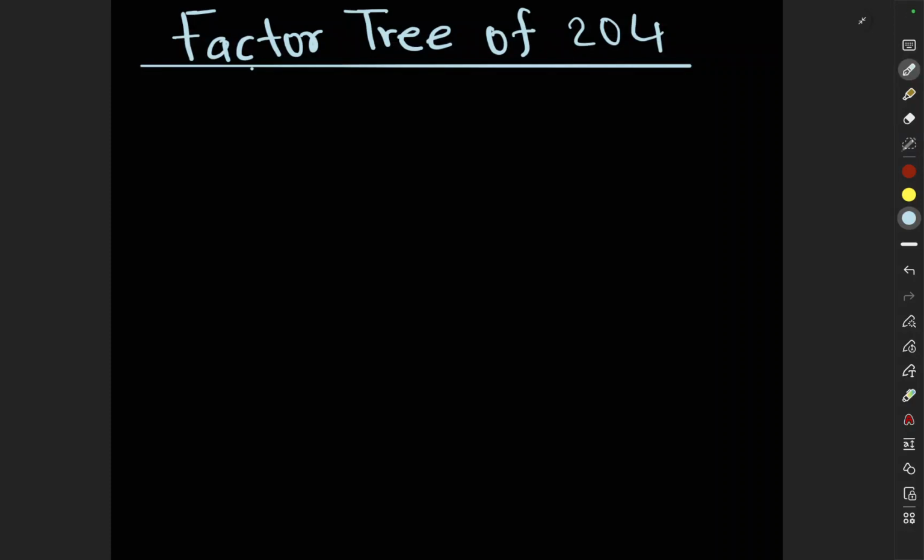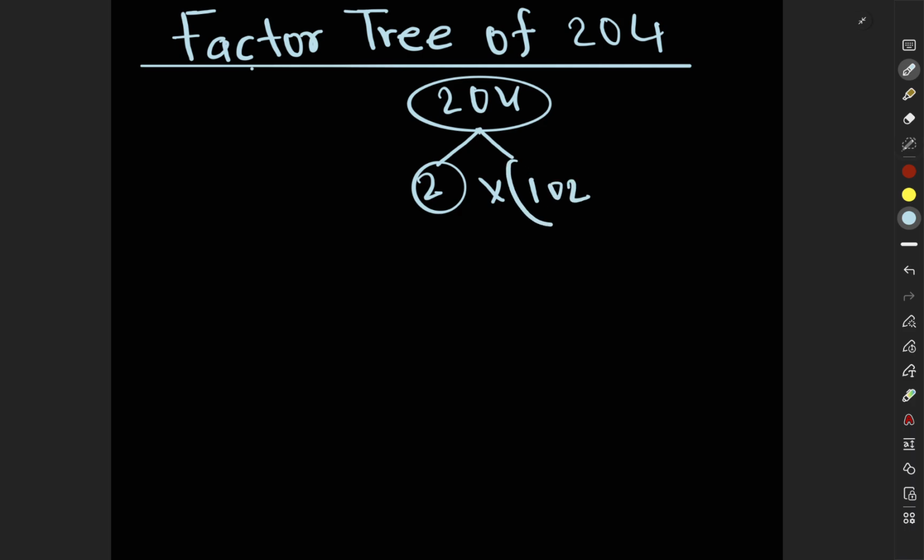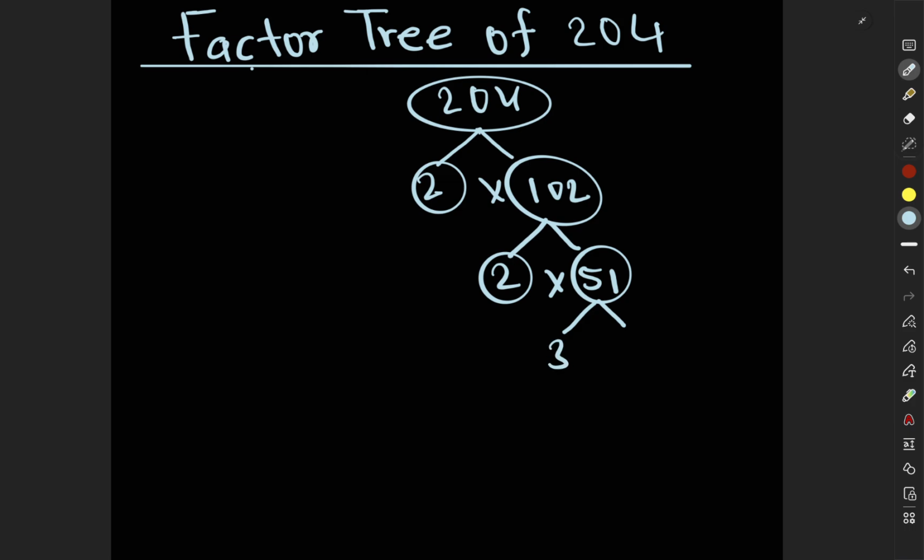Factor tree of 204. So 204 can be written as 2 times 102. 2 times 102 is 204. 102 can be written as 2 times 51. 2 times 51 means 102. 51 can be written as 3 times 27. 3 times 27 means 51.